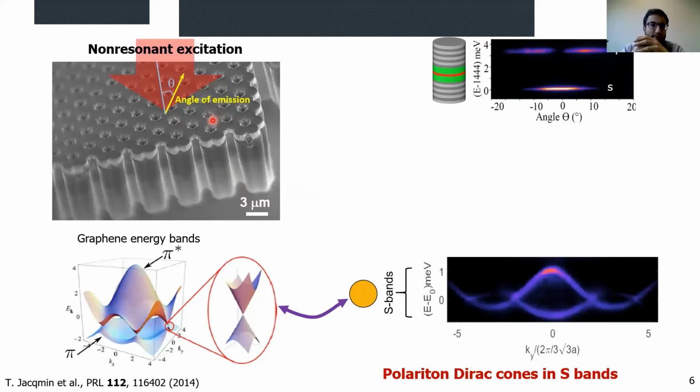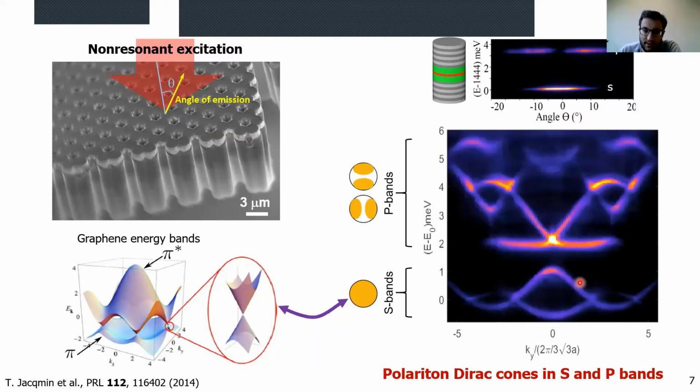To study these lattices, we use a non-resonant excitation. Polaritons will fill the energy bands, decay, and we will look at the far-field emission. Here you have the emission of the S bands in this lattice. You can see polariton Dirac cones here. If we compare with the graphene energy bands, it's very similar. So we have graphene analogs with polaritons. What is great in our structure is that if we go higher in energy, we can see another set of bands called p bands, coming from the coupling of p orbitals. And in this set of bands, we also have polariton Dirac cones.